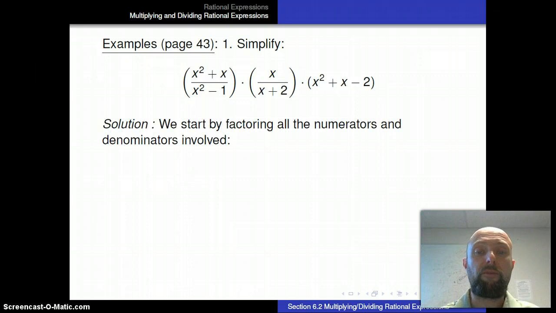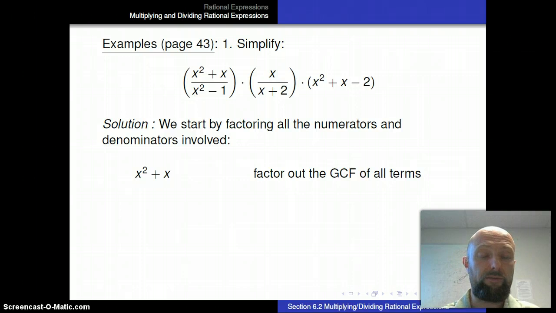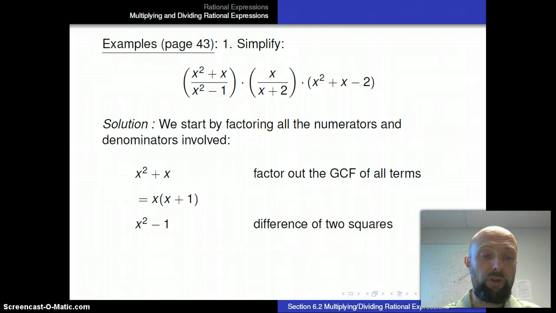Okay, we start by factoring all the numerators and denominators involved. X squared plus x, we factor out the greatest common factor of all terms. We have an x squared and an x, the greatest common factor is x, so we factor out x and are left with x plus 1. X squared minus 1, this is a difference of two squares. So we rewrite it as x squared minus 1 squared, and then we can use our formula to factor as x minus 1 times x plus 1.